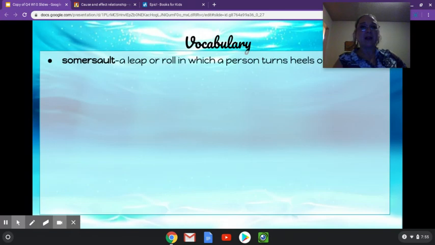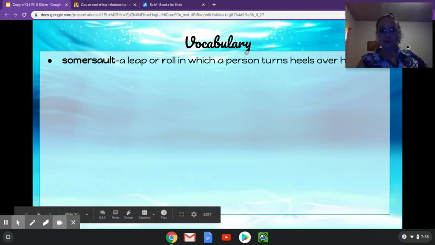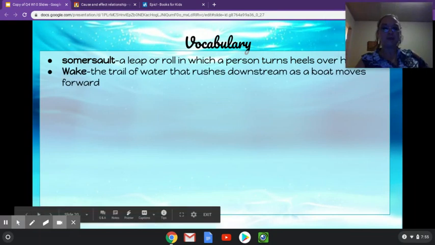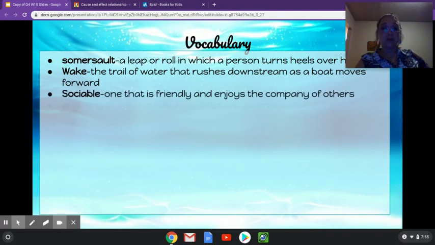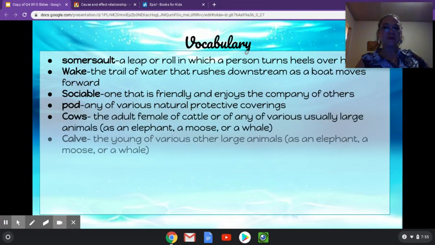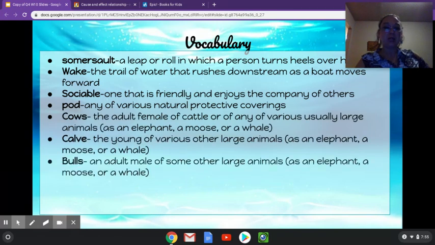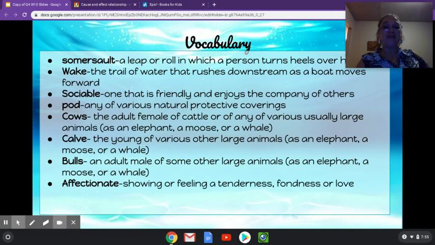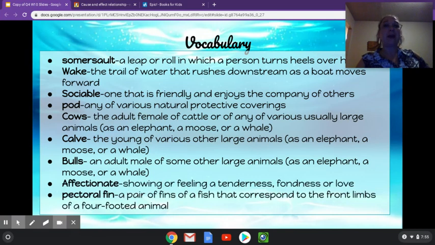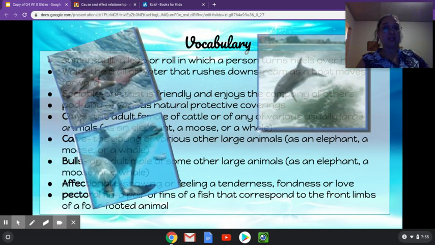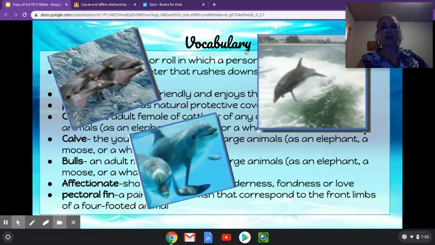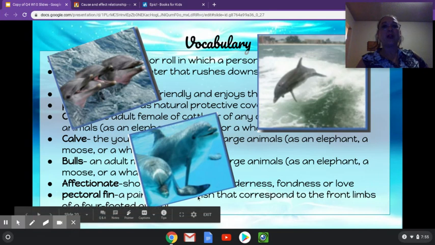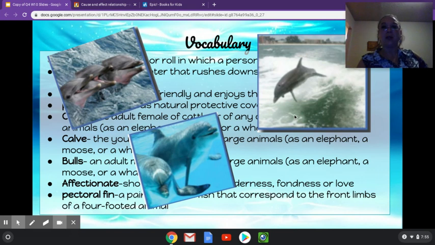Okay, your vocabulary as we went over yesterday: somersault, wake, sociable, pod, cows, calf, bulls, affectionate, pectoral fin. So as we could see, we had the sociable dolphins. We have the pectoral fins down here, also showing that they are affectionate and they're touching pectoral fins. And then you have the cool little dolphin jumping in the wake.